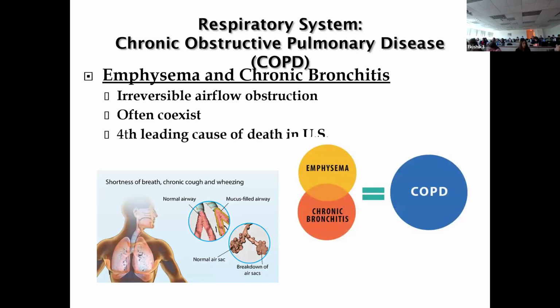Then you have COPD. That's a combination of emphysema and chronic bronchitis. Fourth leading cause of death in the US. Often they coexist. With emphysema and chronic bronchitis, you're going to have air trapping, breaking down of your air sacs, and mucus-filled airways. Copious mucus production is a hallmark of COPD. It's irreversible.